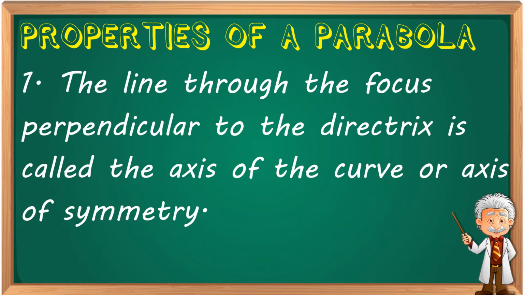Let's move on to the properties of a parabola. Please understand this and analyze this. Palagi dapat ninyong tatandaan ito mga to kasi ito ang magiging susi para ma-solve ninyo yung mga problems natin involving parabola. So the first property is the line through the focus perpendicular to the directrix is called the axis of the curve or axis of symmetry. So, si axis of symmetry, ito yung perpendicular line na naghahati. Perpendicular siya kay directrix at hinahati niya yung parabola into two equal parts.